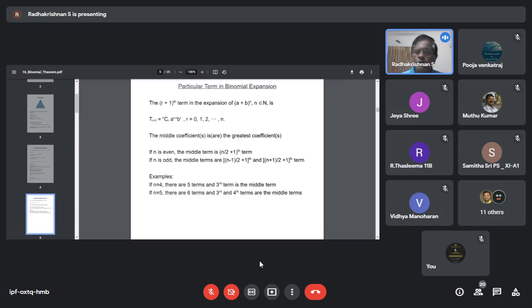Many problems ask, like, which is the biggest term, or find out the middle term. Then we'll have to find out what r corresponds to the middle term and apply that formula for T r plus 1. So that is all about the binomial theorem, just the basic formula. And there are some specific cases like I said.